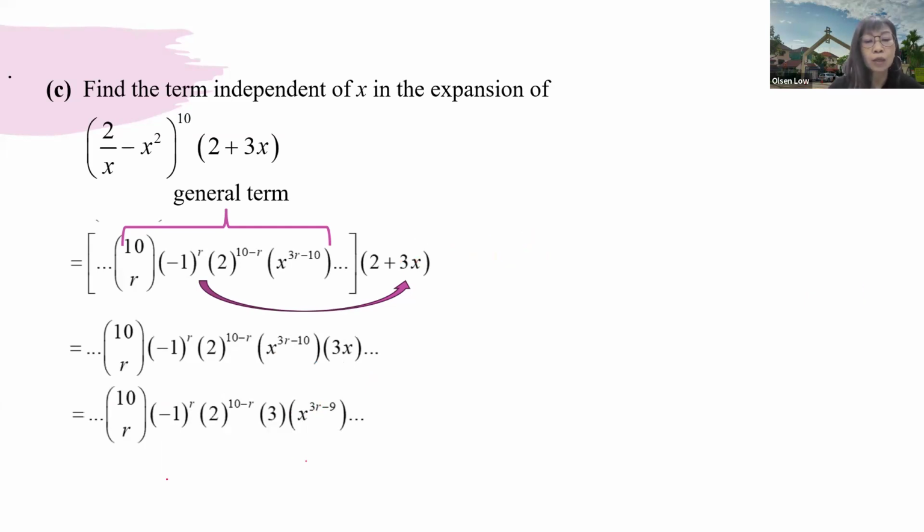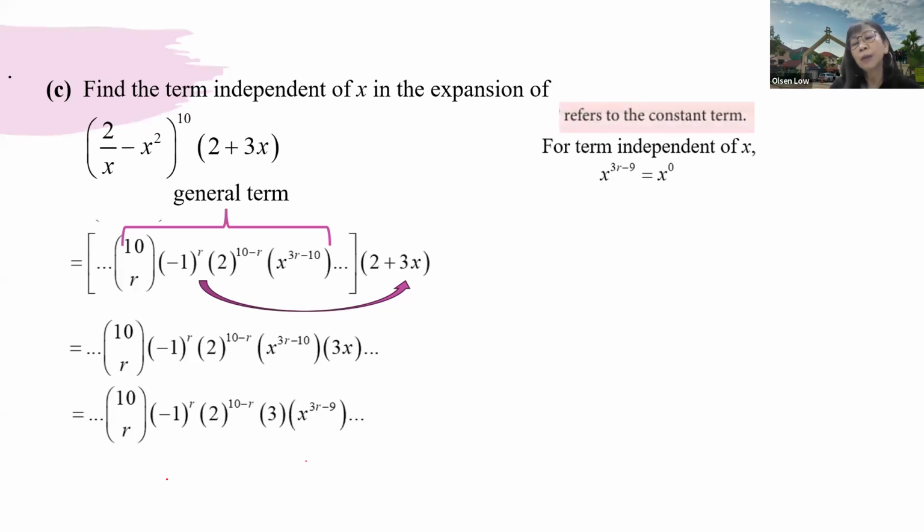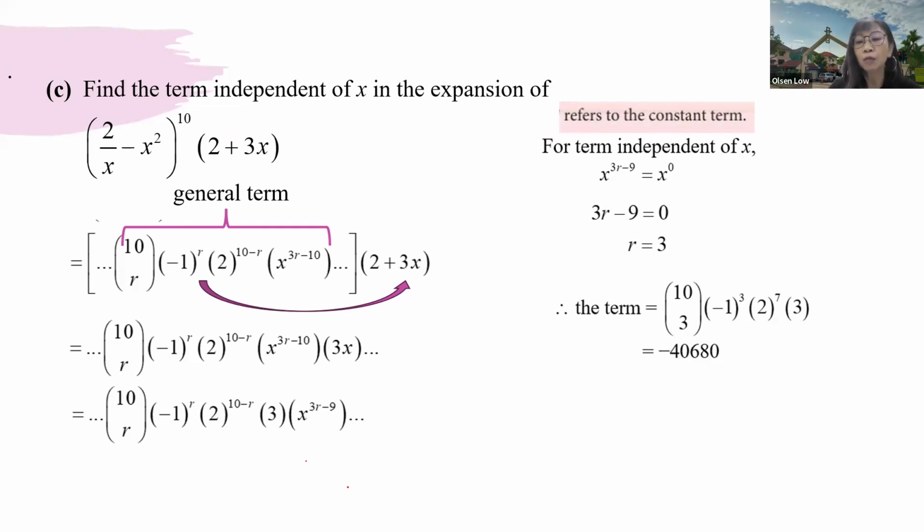With this, if I want to find the term independent of x, as I mentioned earlier, I need to equate it to x to the power of 0. Again, independent of x simply means I'm looking for the constant term. So I solve and I'm able to get r equals to 3. Once I have found the value of r, I can simply substitute it into the term that I found earlier.